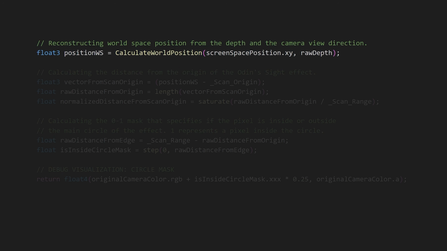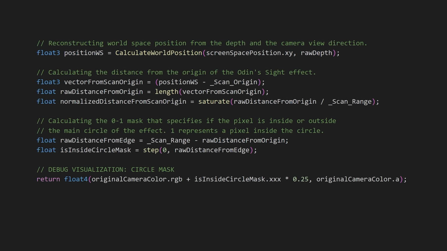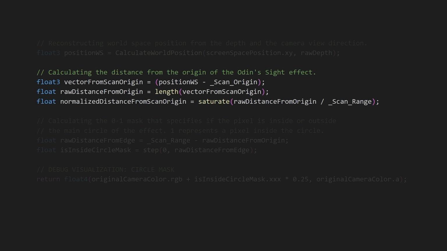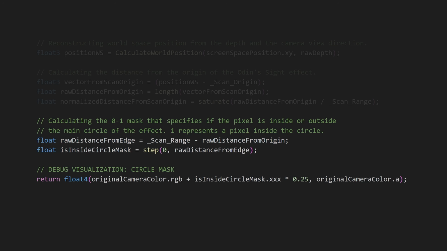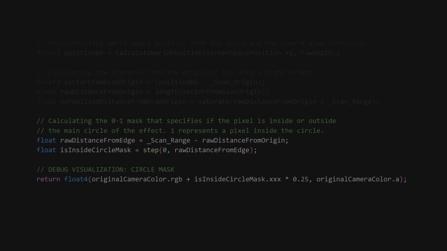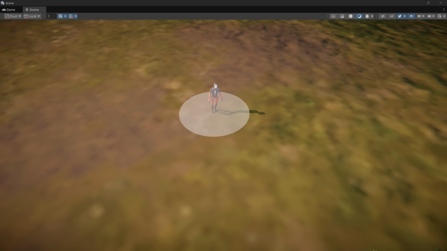It calculates the world position of the pixel from its screen position and the camera's depth buffer. Then it uses that position to check the distance of the pixel from the origin of the effect. If the pixel is inside the current range of the effect, I will replace its color with a fully white color. And if the pixel is outside the current range of the effect, the original camera color will be displayed. Let's see how this looks.